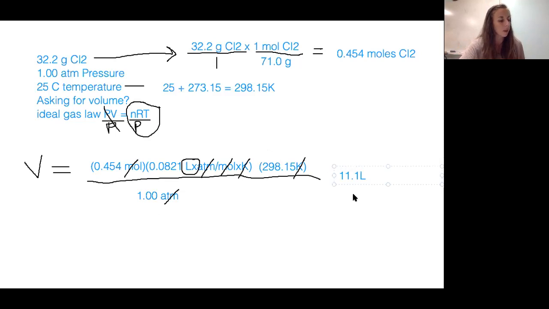Again, that was an 8-point question on your test, but it's going to be just like this. So as long as you know how to do it, you should be good.